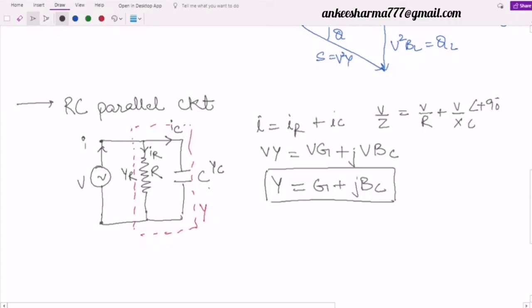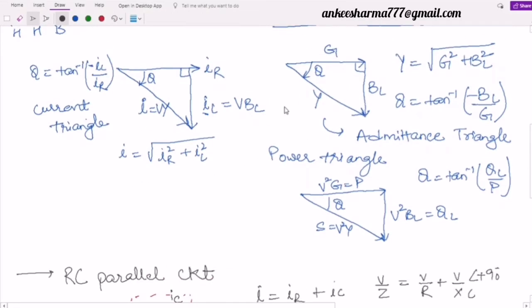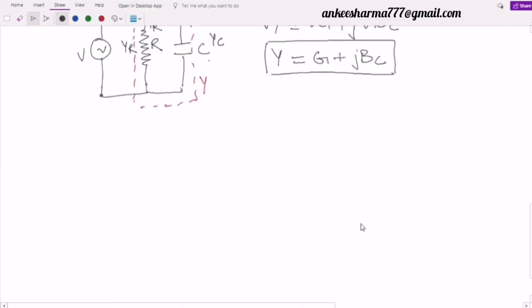Now, if I come back to all these three triangles, that is my current, impedance or admittance, I must say, and the power triangle. So now the only difference here is that in place of IL, I will have IC. In place of BL, I will have BC, and in place of QL, I will have QC. And these all are leading the voltage, conductance, or the power P. It means they will be on the positive side, and the rest of the things will remain the same.